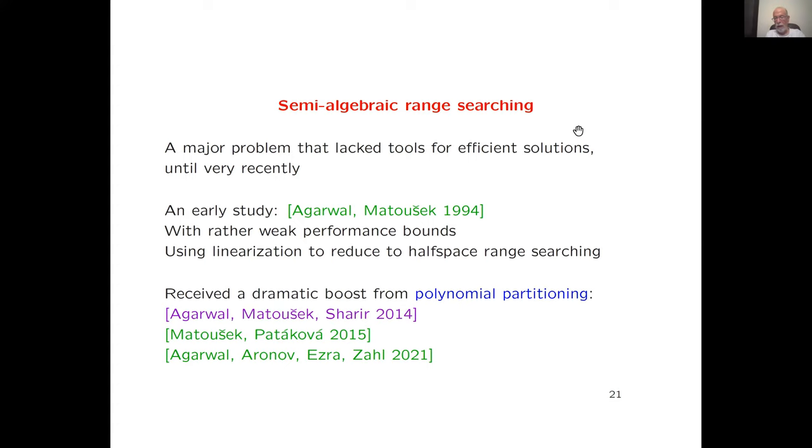And they got in this paper very inferior bounds, because the only way they could do it is by linearization, by taking the polynomial inequalities and linearizing them by introducing a lot of variables, so that the polynomial became a linear expression. Because if the constraints are linear, we have half space range searching, which is the problem that people knew how to solve already in the 1990s. But the general case was there for a long time, and there were no good tools to solve it. Only now, very recently, we know how to solve it, quote unquote, optimally, or almost optimally, using polynomial partitioning.